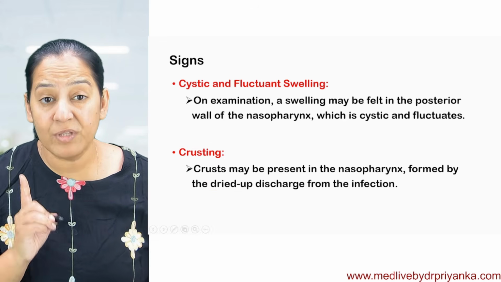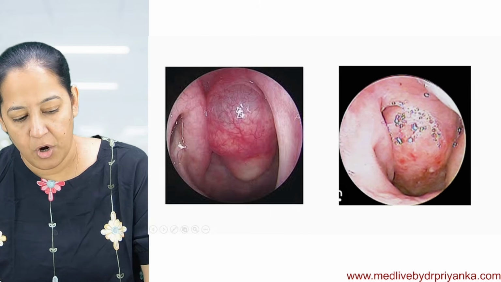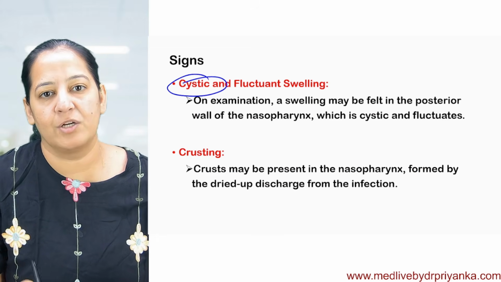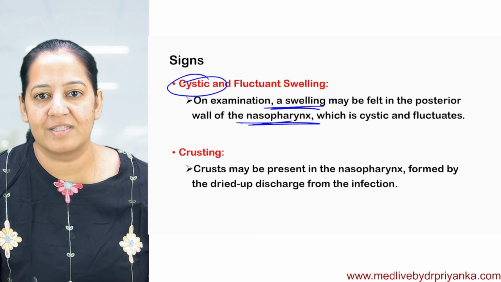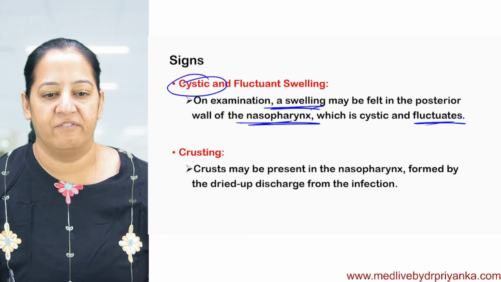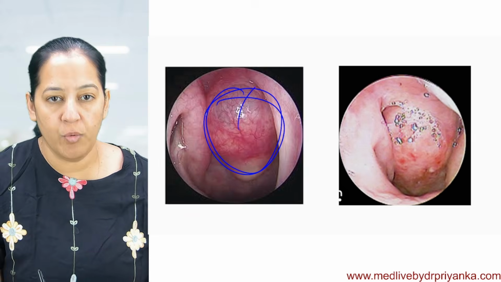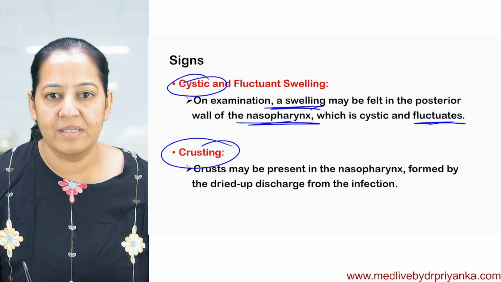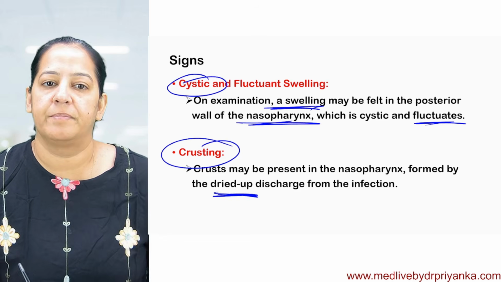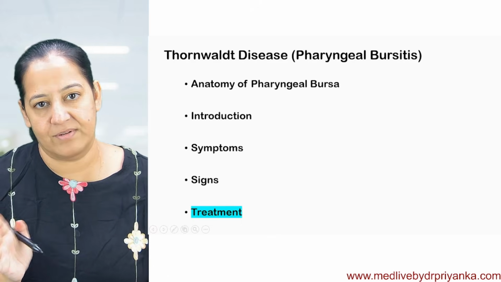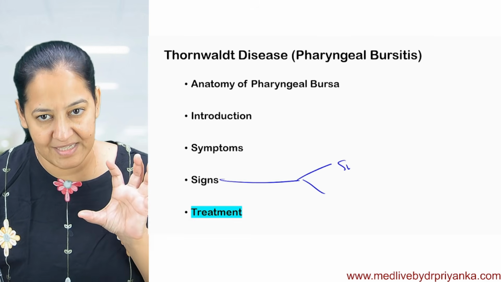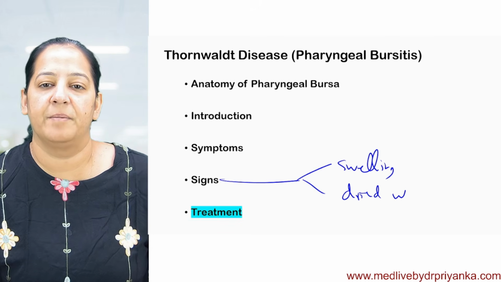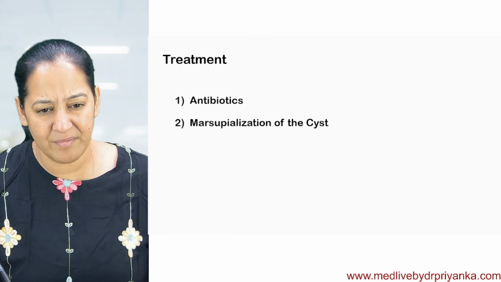What are the signs? If you do the endoscopy, you will see a cystic swelling present on the adenoid in the nasopharynx, which is fluctuating. Over it, crusting can be present. Over the swelling, the discharge is dried up, looking like a crust. So in the signs, we see a swelling, and over that swelling, the dried up discharge, known as crusting.